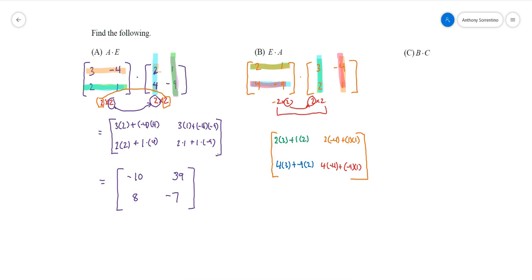And so that's what I'd have to perform to make this happen, and that's going to equal, well, 2 times 3 is 6 plus 1 times 2 is 2, so 6 and 2 is 8. 2 times -4 is -8, plus 1 is going to give me a -7.